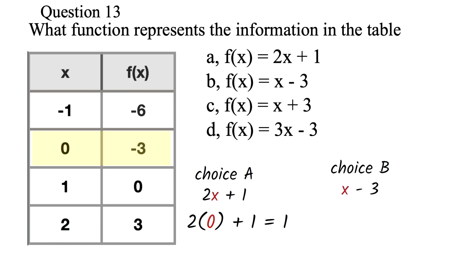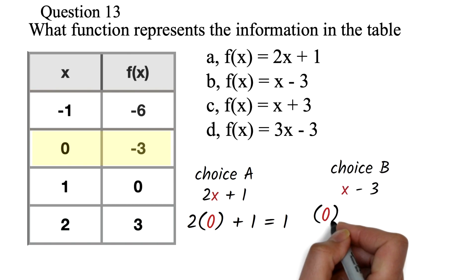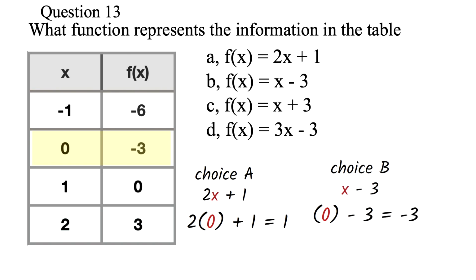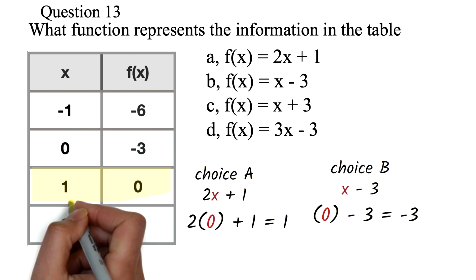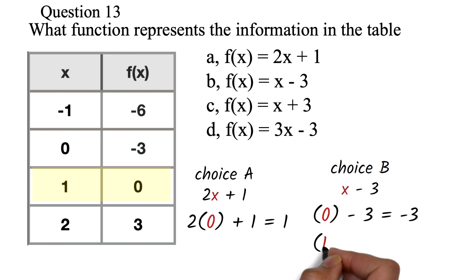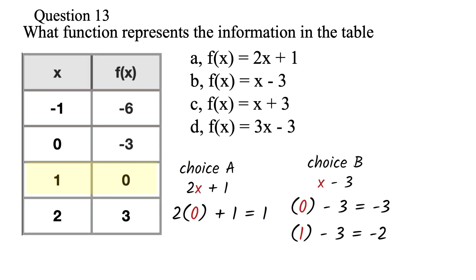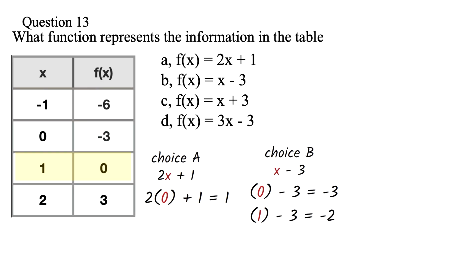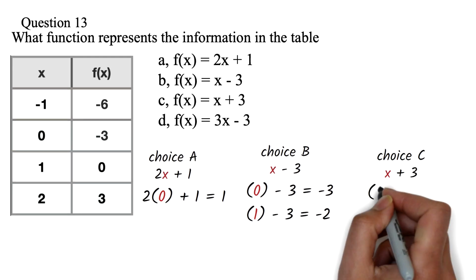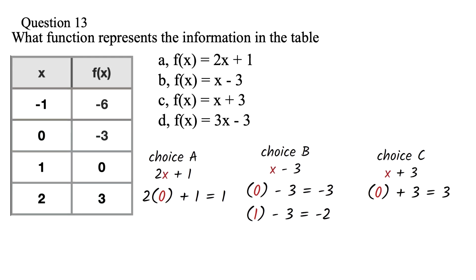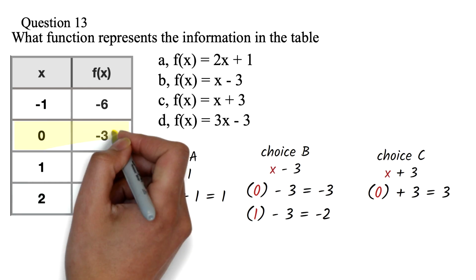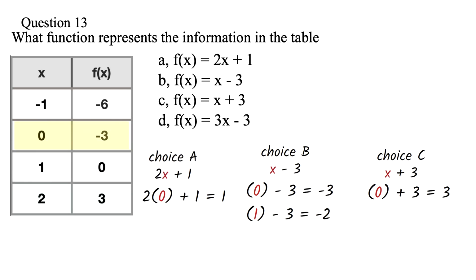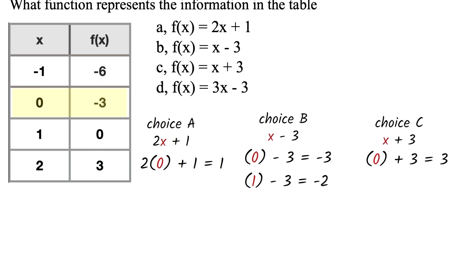Replace x in choice B with 0. 0 minus 3 equals -3, so choice B is a possible answer. Now replace x with 1 in choice B to confirm. 1 minus 3 equals -2. It was supposed to be 0, so choice B is wrong. Replace x in choice C with 0. 0 plus 3 equals 3. It was supposed to be -3, so choice C is wrong. So since choices A to C are wrong, it means choice D will be the answer.